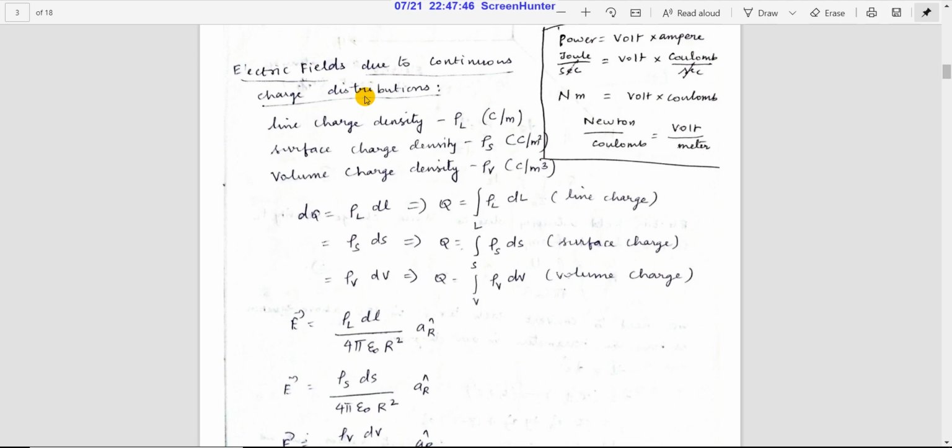So in the previous lecture we covered Coulomb's law and the definition of the electric field. In this unit, from this video onwards, we are going to see the electric fields due to continuous charge distributions. The continuous charge distributions may be defined as the line charge density, surface charge density and volume charge density.